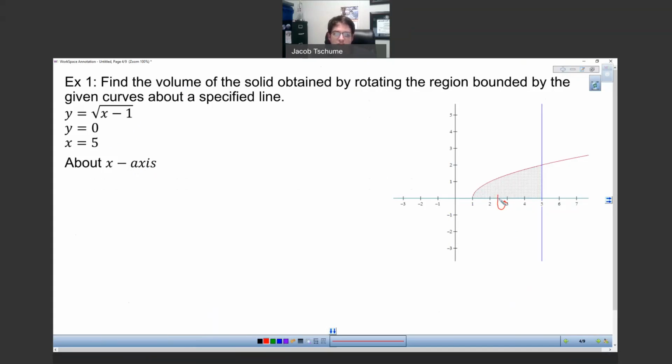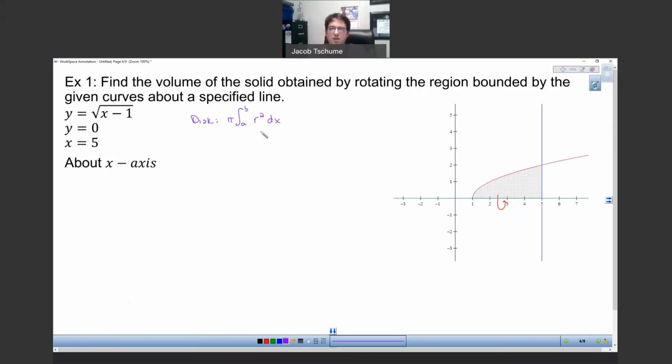The axis that you're rotating around, there is not a gap anywhere between the axis and this black shaded region. So for us, that means that we are going to do the disk method, which is pi times the integral from a to b of your radius squared with respect to x.